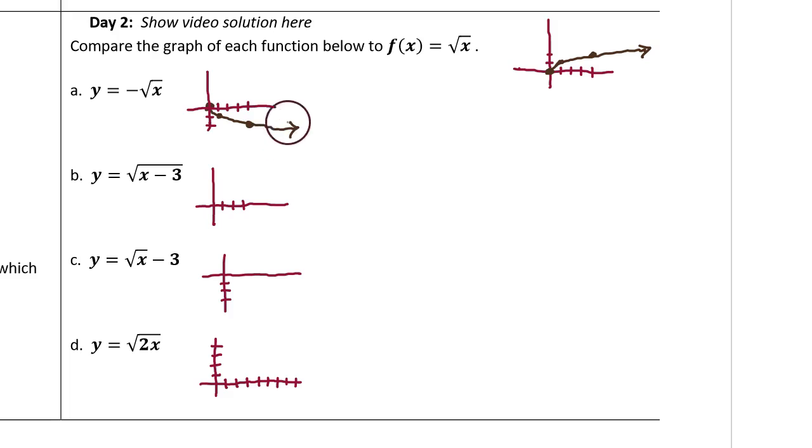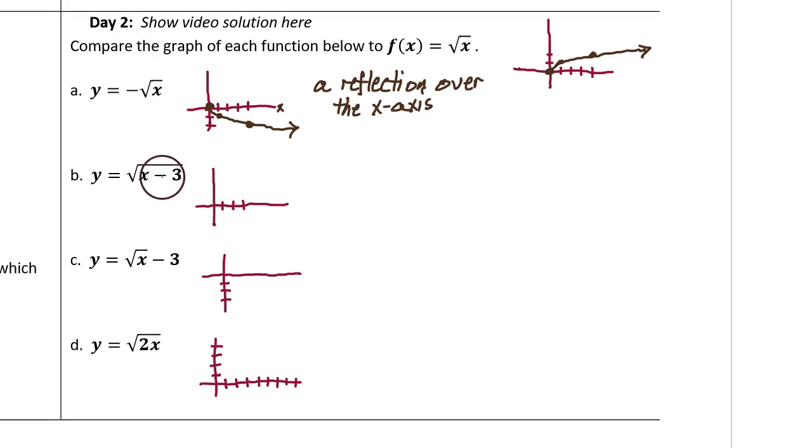So if you were going to describe what this looks like compared to this original function, what would you say? It's a reflection over the x-axis. The graph has been flipped upside down. Now what about question B?